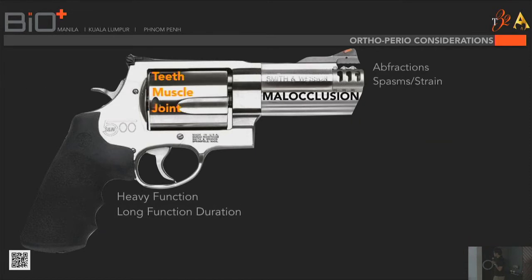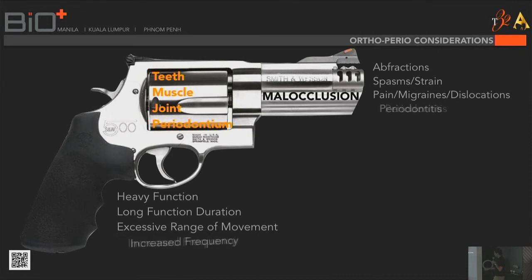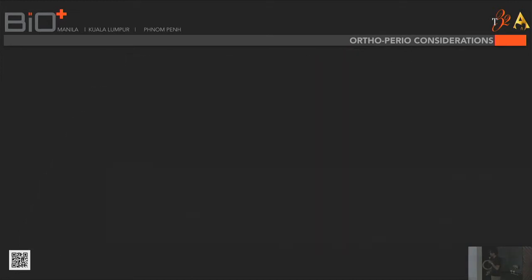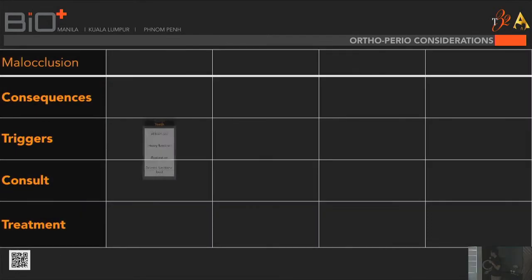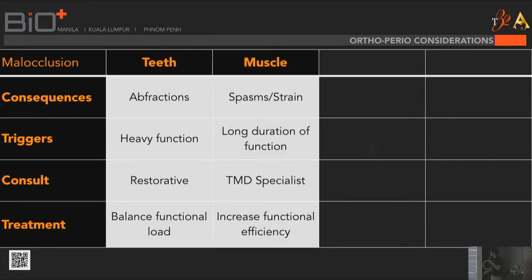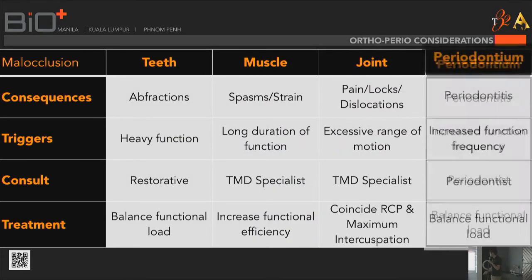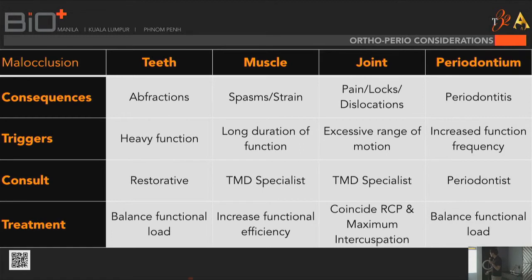Let me just go into the bone. For the bone, it comes out as periodontitis, bone reproduction, or bone reduction. And the reason why is because there's an increased frequency of what? Pressure or tension, somewhere, somehow.